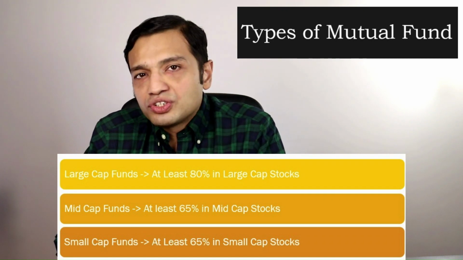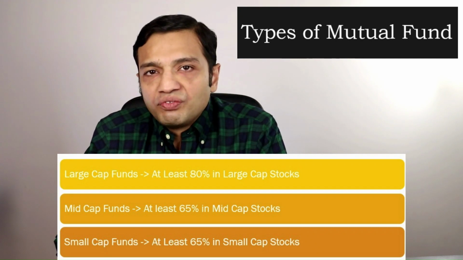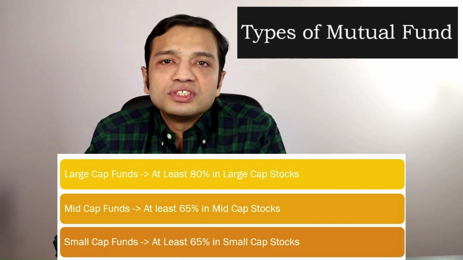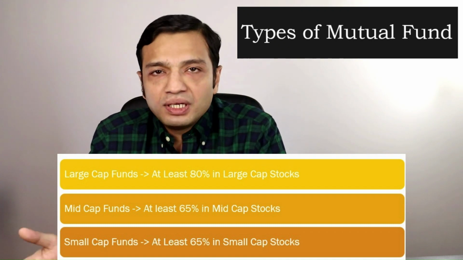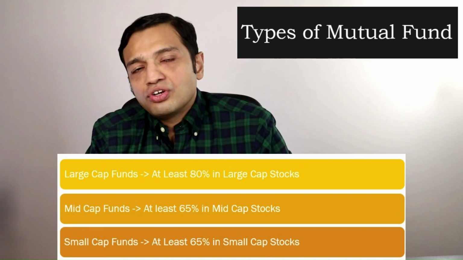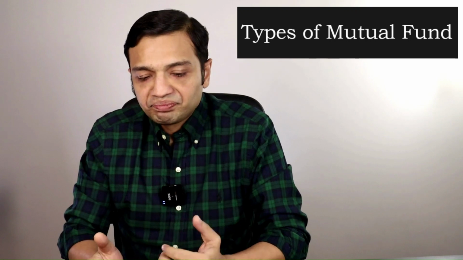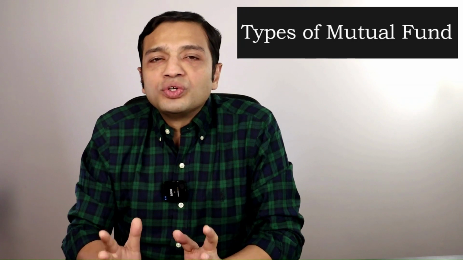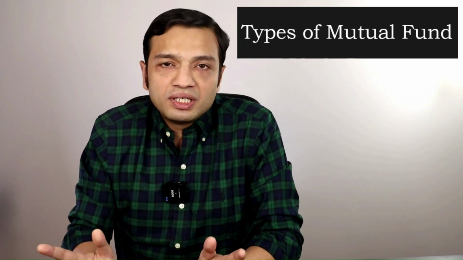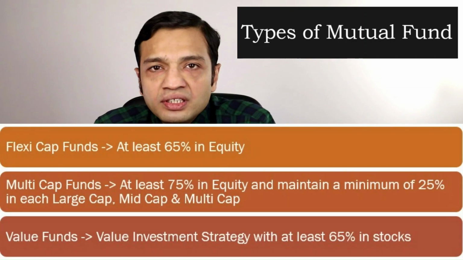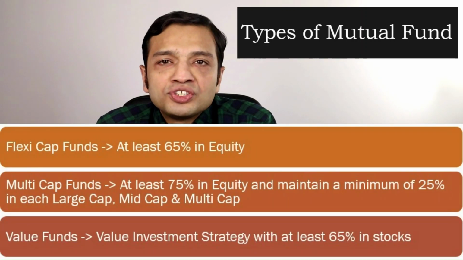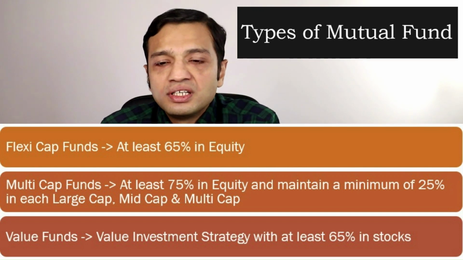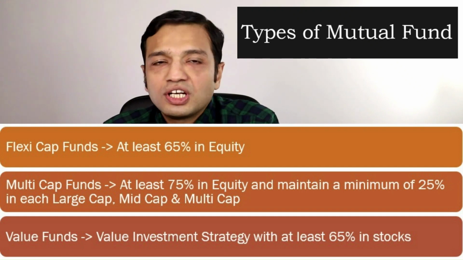Next is the small cap fund. In small cap funds, we invest only in the stocks that lie in the small cap category, which is from position 251 based on market capitalization. So now you know large cap stocks, mid cap stocks, and small cap stocks. But the investors are very demanding. You want the flexibility to invest in all companies across all market capitalizations. So here comes the flexi cap fund. In a flexi cap fund, at least 65% of the money should be invested in equities, and you don't have any restriction that the money should be invested in large cap stocks, mid cap stocks, or small cap stocks.